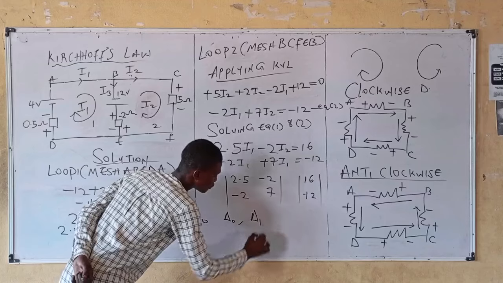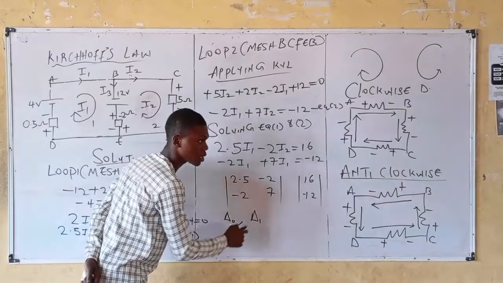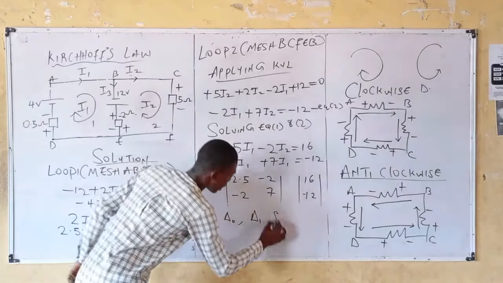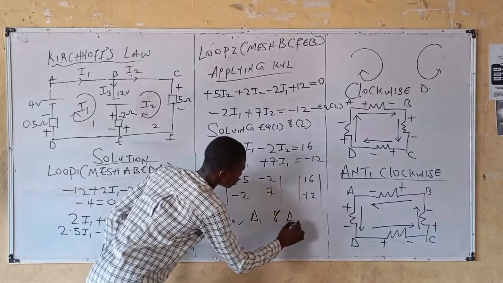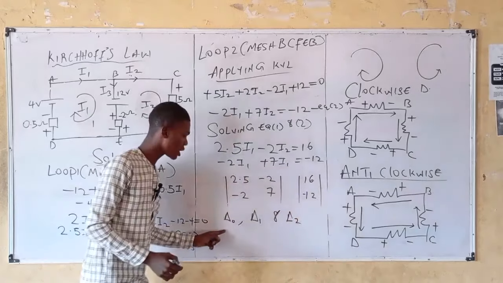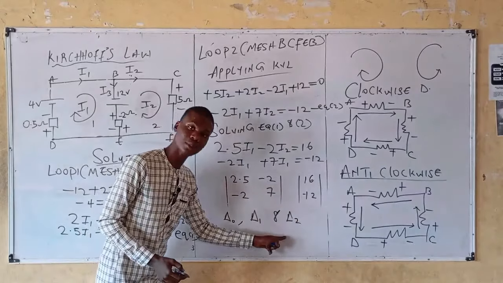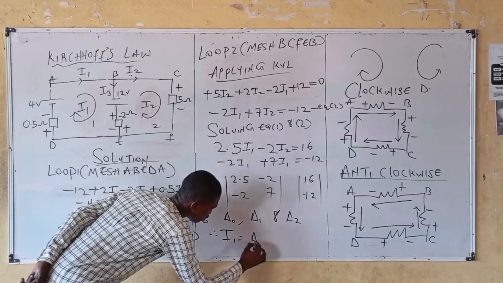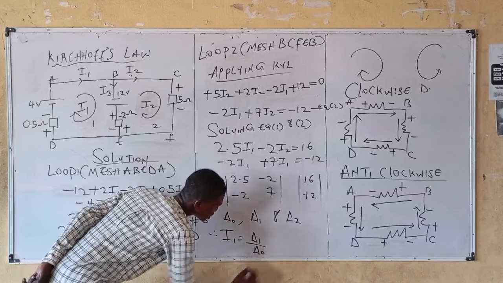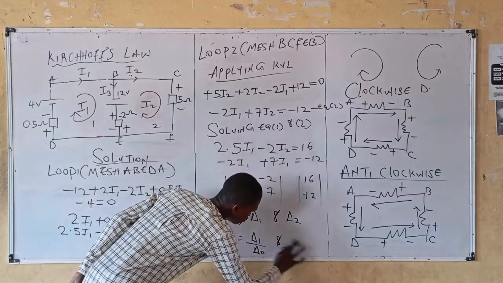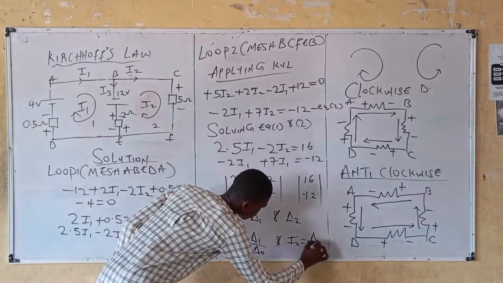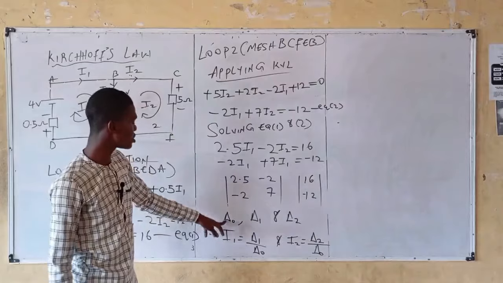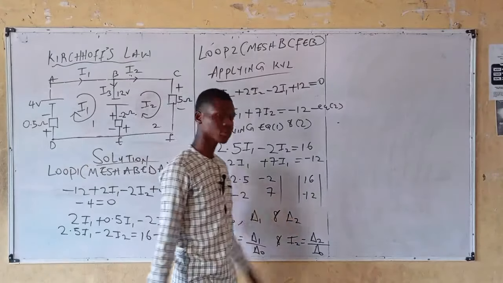Calculate the value of delta 1, that means determinant 1. Calculate the value of the original determinant. Calculate delta 1 and delta 2. Meaning the original determinant, the first determinant, and the second determinant. And from here, therefore, I1 is equal to the ratio of delta 1 to the original determinant, and I2 is equal to the ratio of determinant 2 to the original determinant. So therefore, let's solve for the original determinant, delta 1 and delta 2.